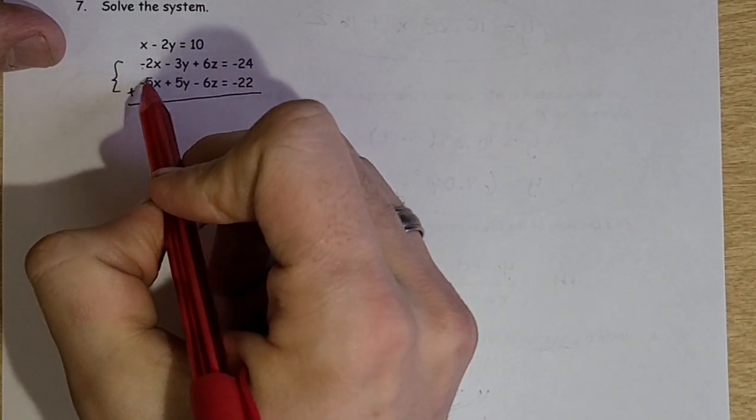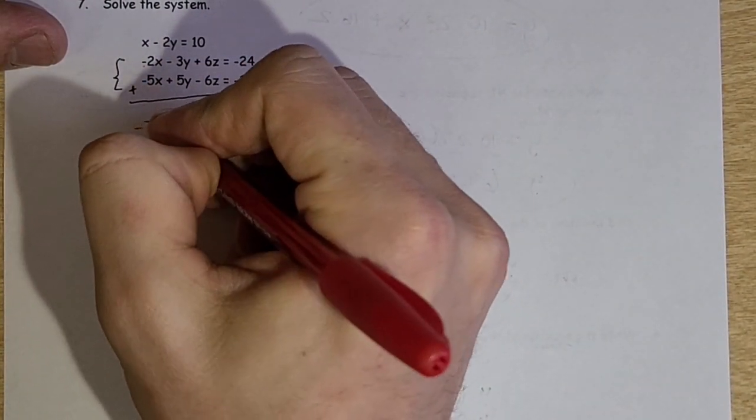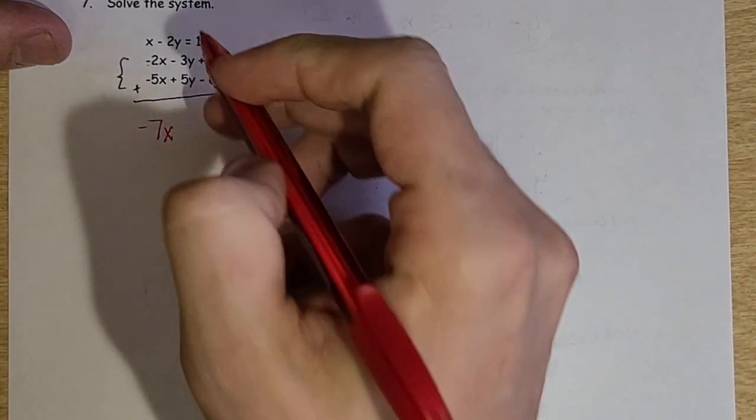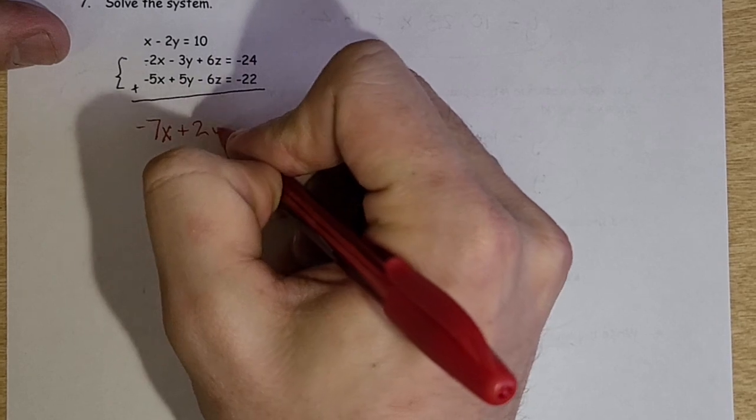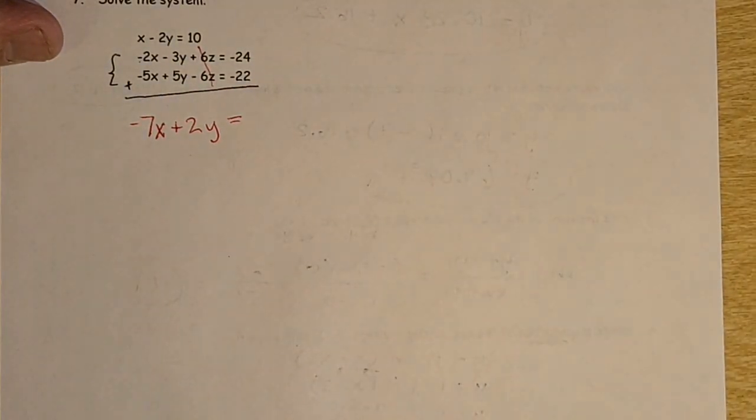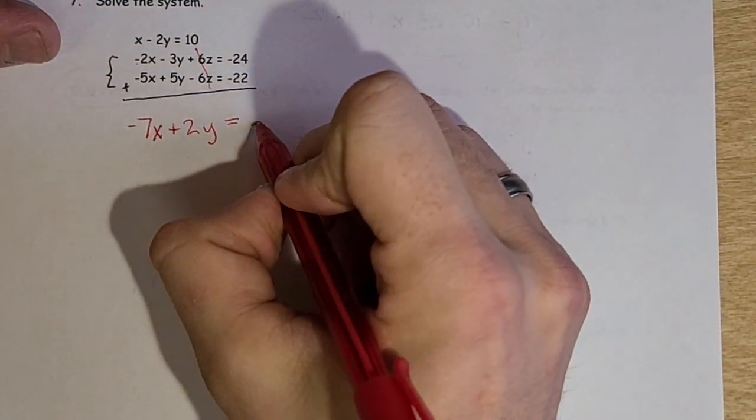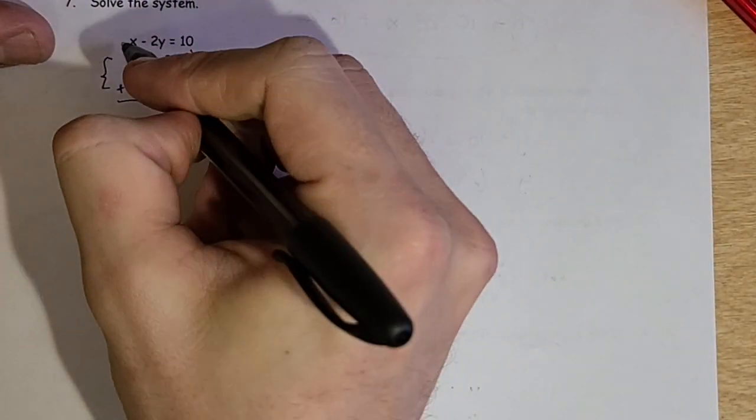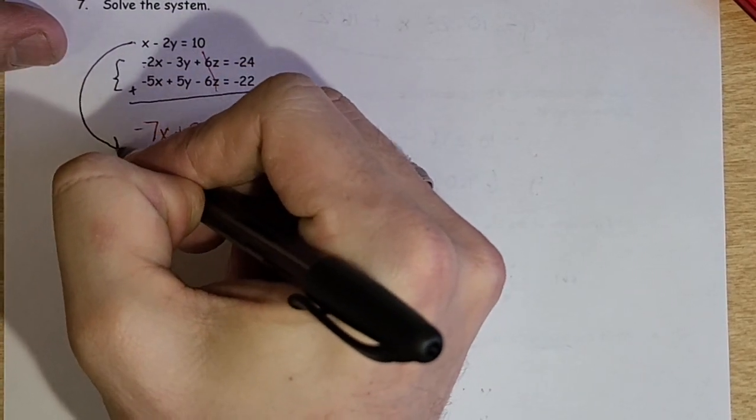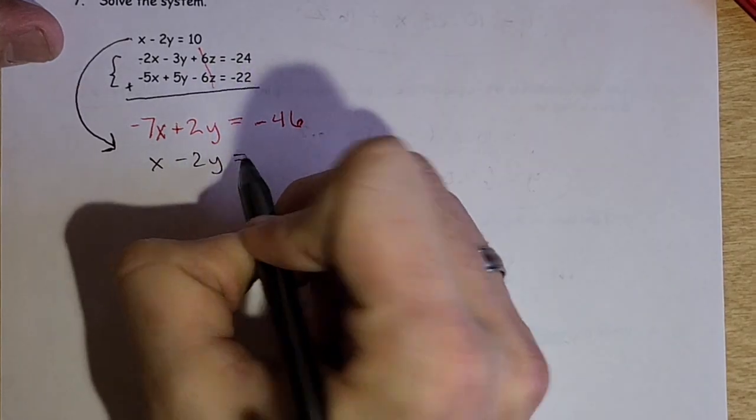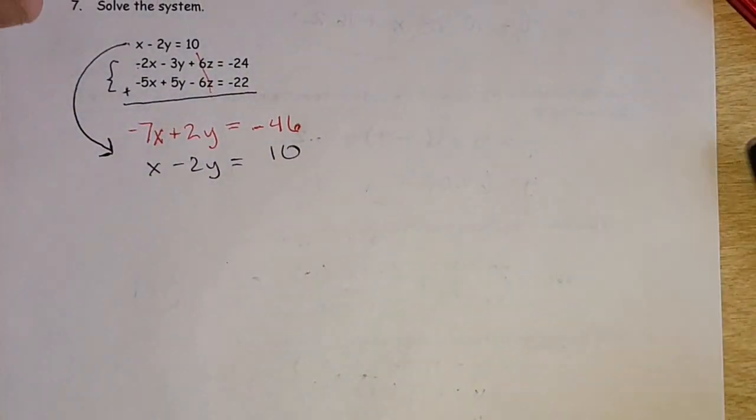Let's see, negative 2x minus 5x is a negative 7x. Negative 3y plus 5y is a positive 2y, and then you'll notice these go away. And then negative 24 minus 22 is a negative 46. Now I'm going to take this equation and I'm going to bring it way down here. X minus 2y equals 10.